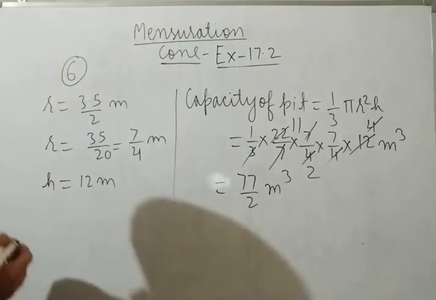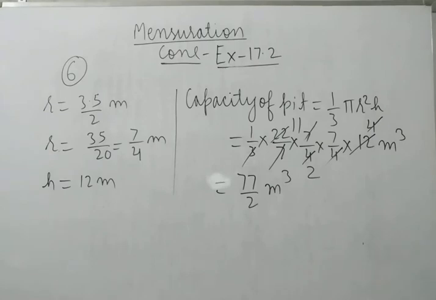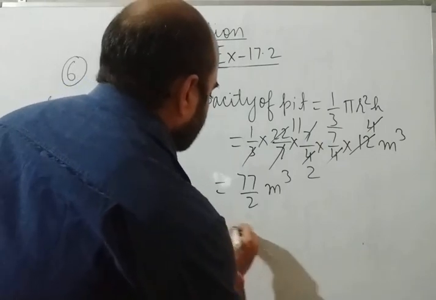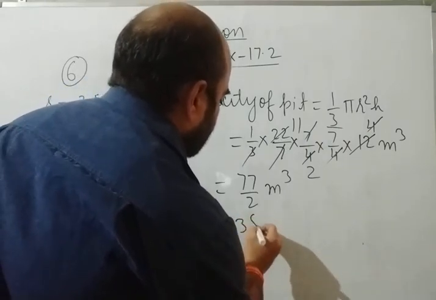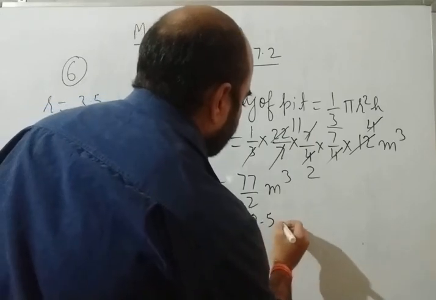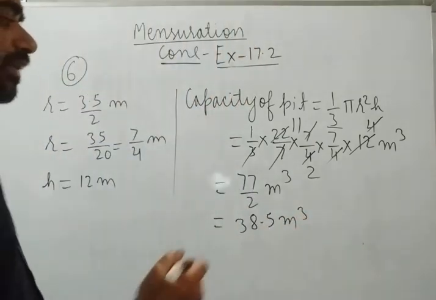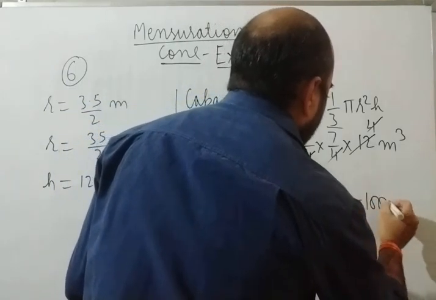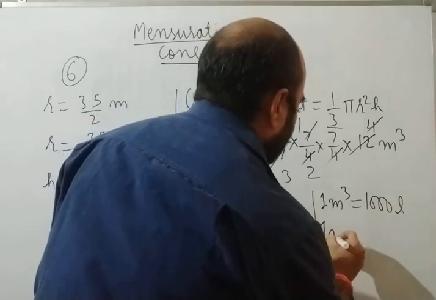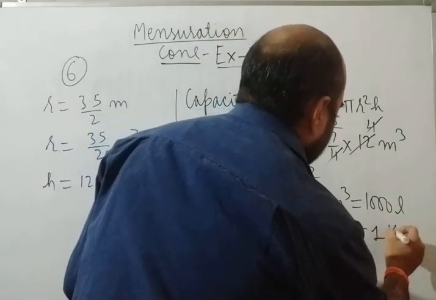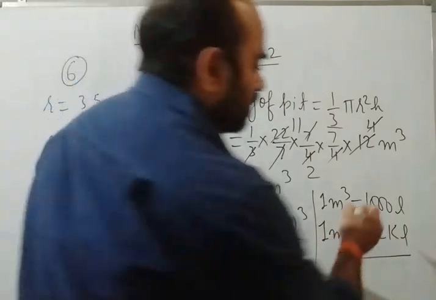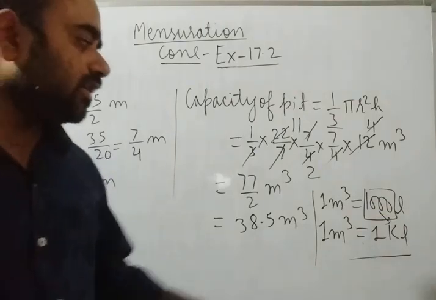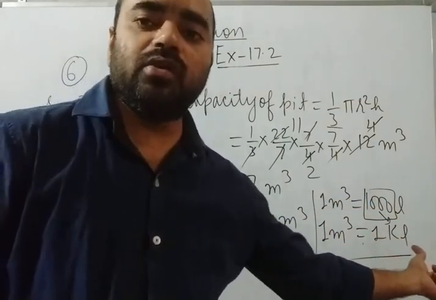Correct? Here 11 into 7, only this is left. 77 by 2 means 38.5 meter cube, and 1 meter cube is equal to 1000 liter. So we can write 1 meter cube is equal to 1 kiloliter, or not? Why? 1000 means kilo. 1 meter cube is equal to 1000 liter, 1000 means kilo. It means 1 meter cube is equal to 1 kiloliter.